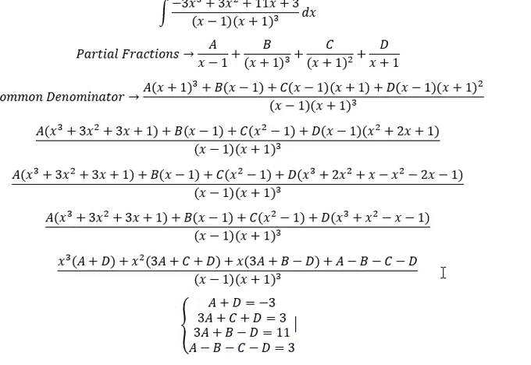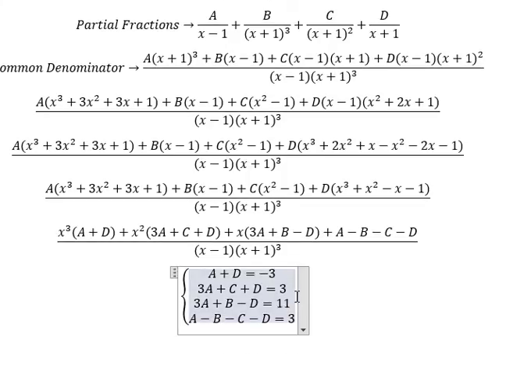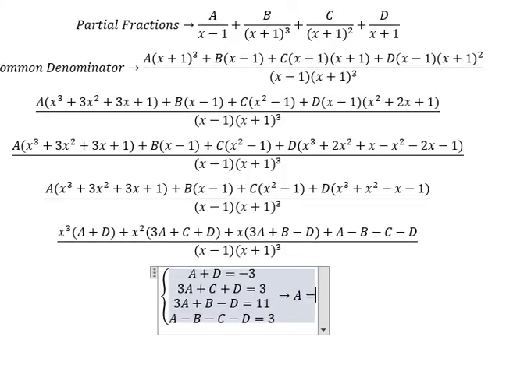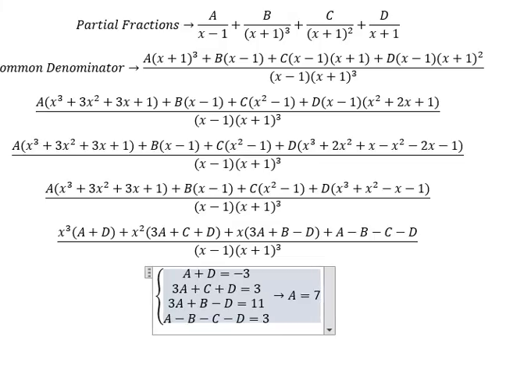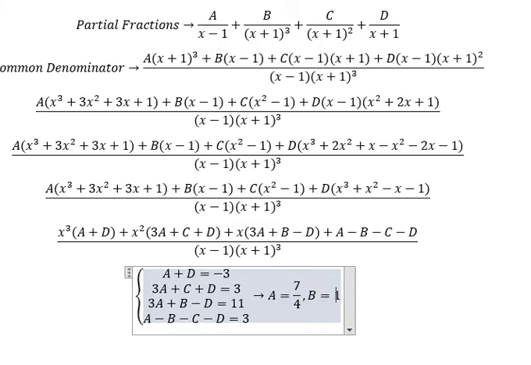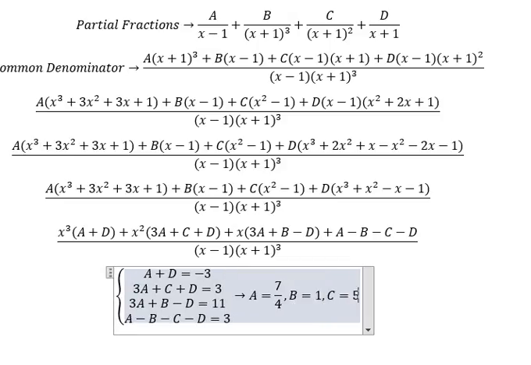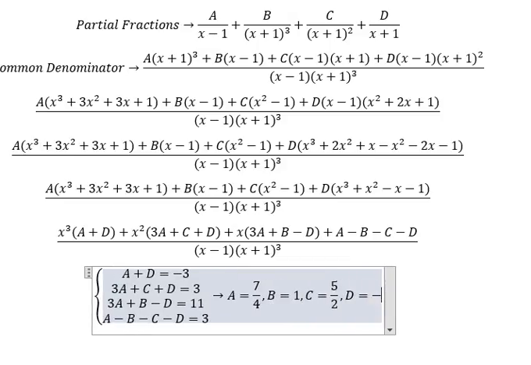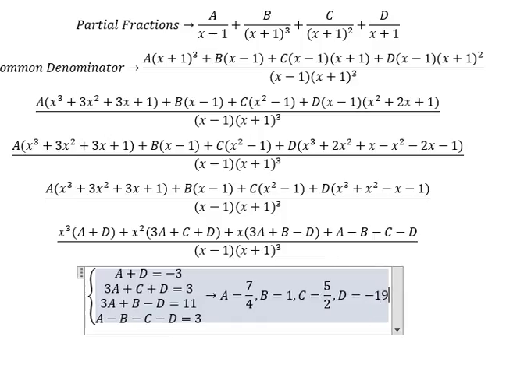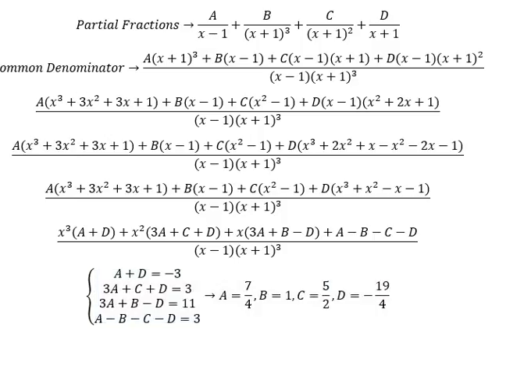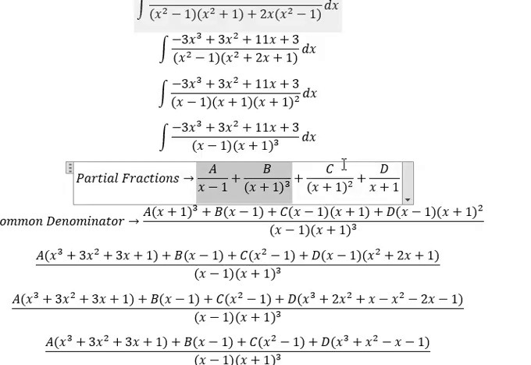Now we need to find the solution of A, B, C, D. So we have A equals 7 over 4. B equals number 1. C equals 5 over 2. D equals negative 19 over 4. So we put the value of A, B, C, D.